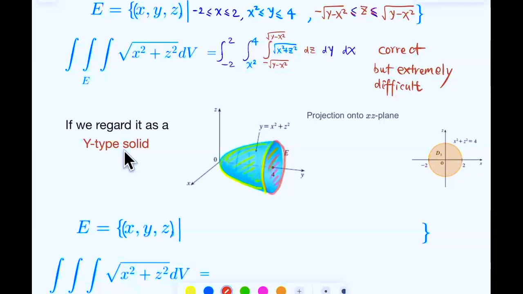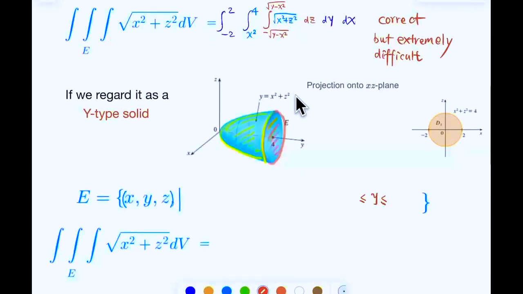Okay. So let's write that. So Y is bounded below by what? Yes, x squared plus z squared. And then bounded on the right, above, by what? Yeah, this one here is y equals 4. So bounded on the right by 4. So right here. Okay, you got that one.